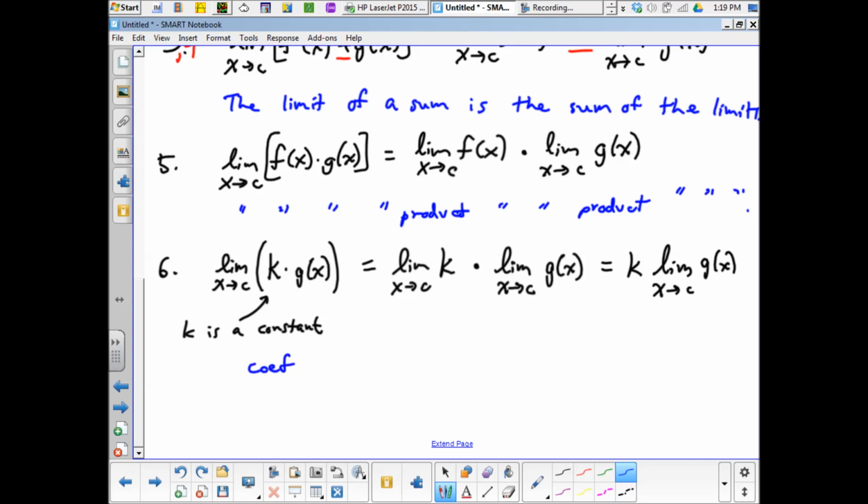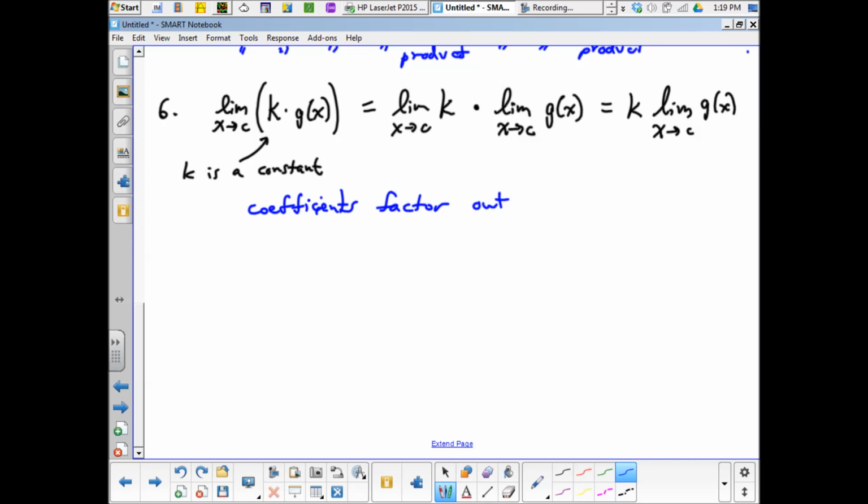Coefficients factor out. That is a really important rule. And if for some reason you don't like it out front, put it back in. You can pull the k out or put the k back in. It's up to you. All right. That's actually a special case of rule 5. Let's go to rule 7, which is the quotient, the division.